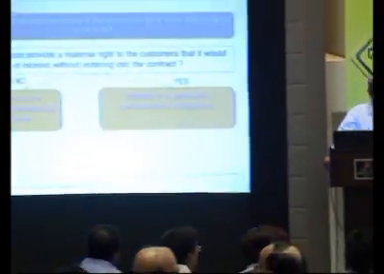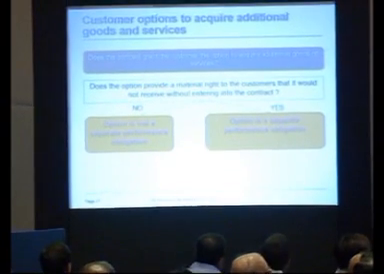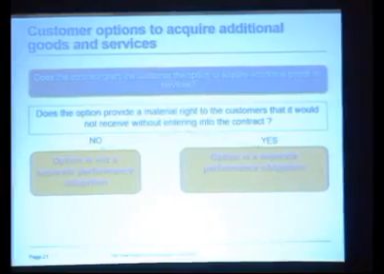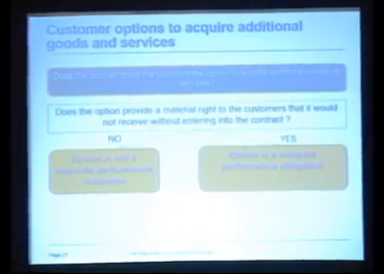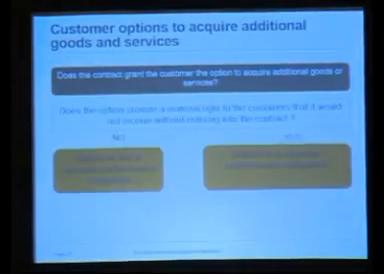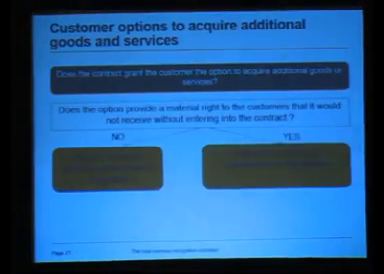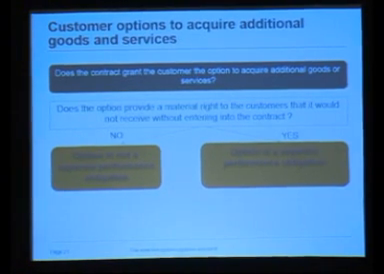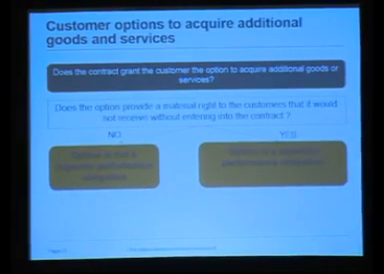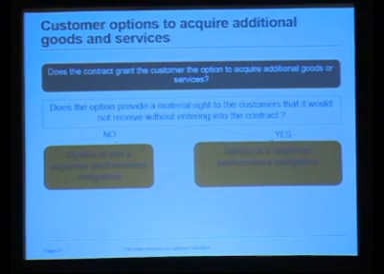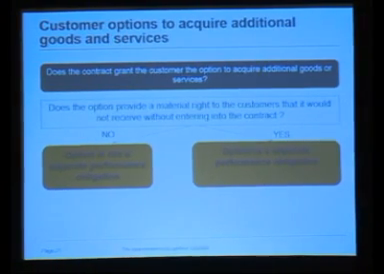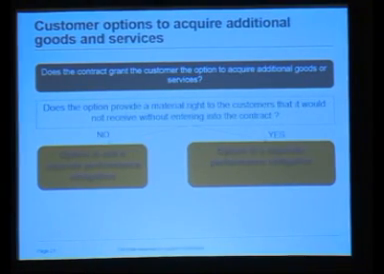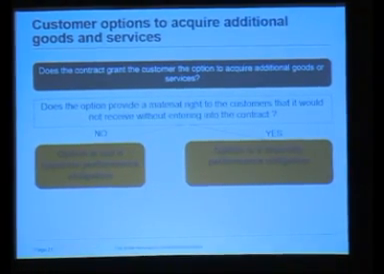But if you were my existing customer and I am giving you a 10% discount, and for a new customer I am not giving that 10% discount, then that option is valuable to you and I would treat it as a separate performance obligation. So the theory is, does the option provide a material right to the customer that it would not receive without entering into the contract? If it is a material right to that customer, then that option is a separate performance obligation. If it is not a material right, then it is not a separate performance obligation.